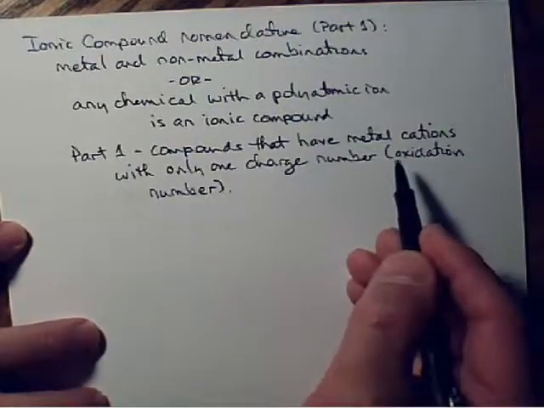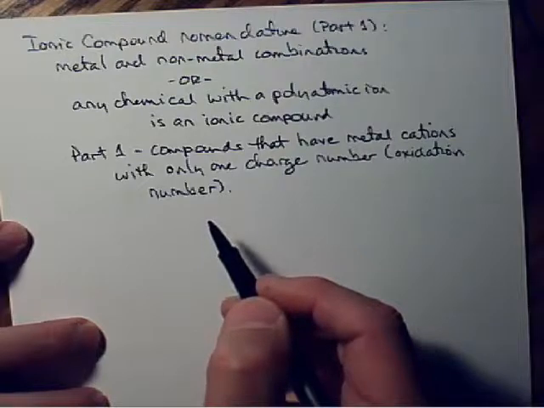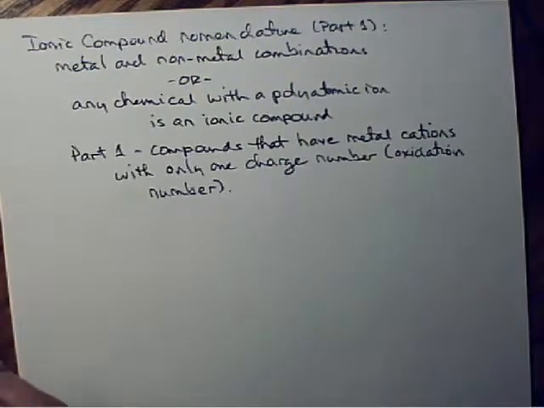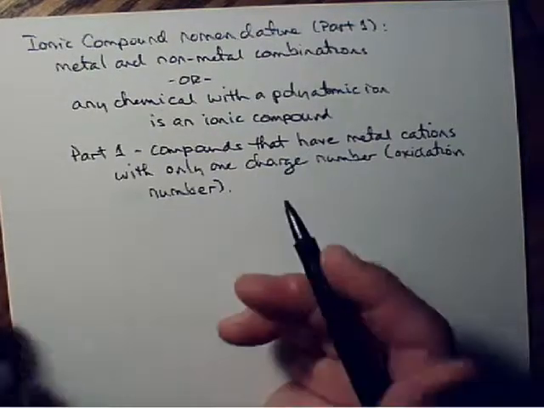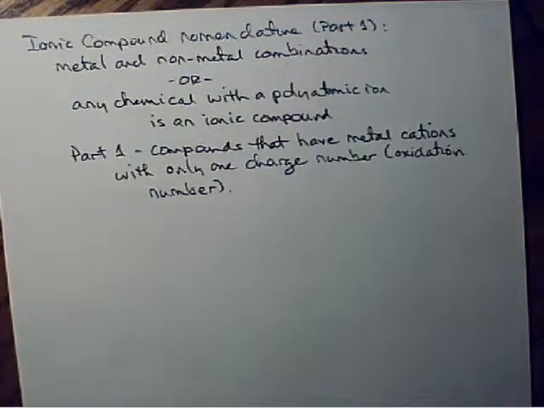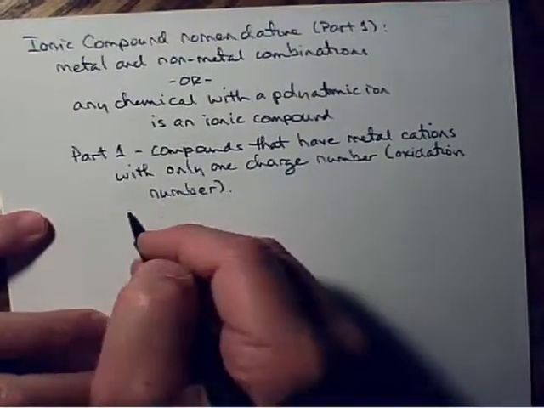So, compounds that have metal cations with only one charge number, you name the first element, the first atom, by the element name. Okay? First atom is the element name. Second element in a binary compound will have an IDE ending. Okay?